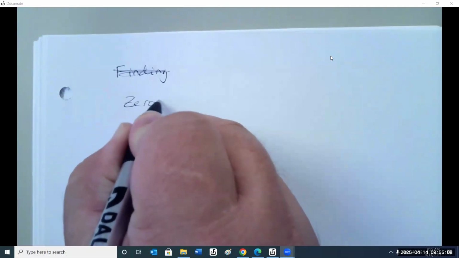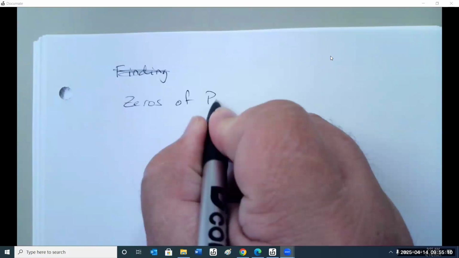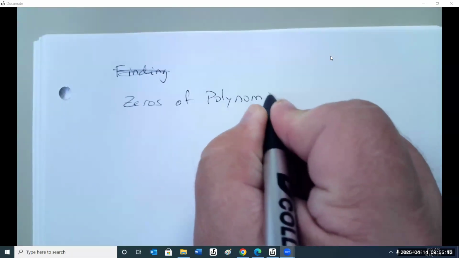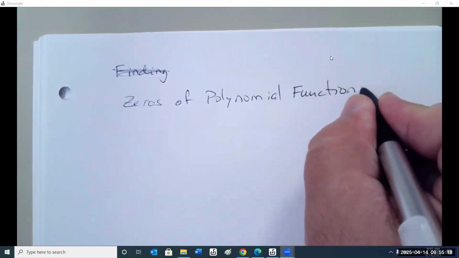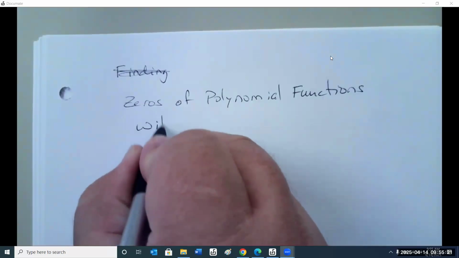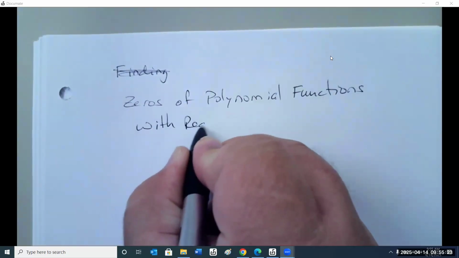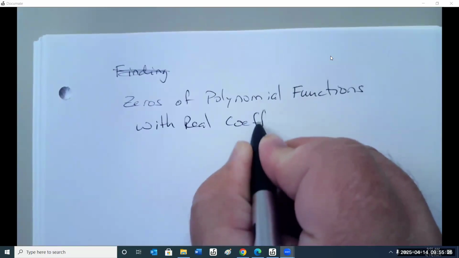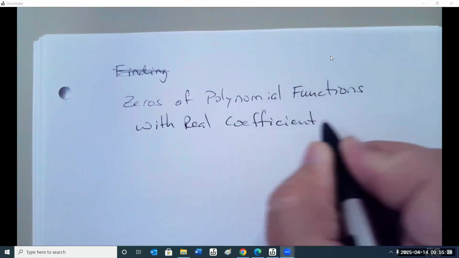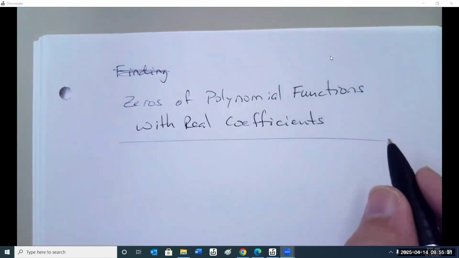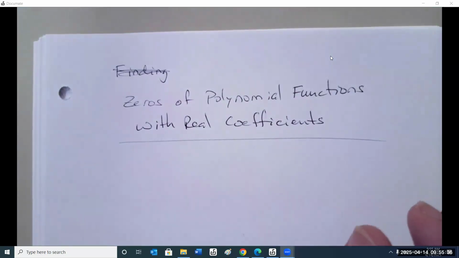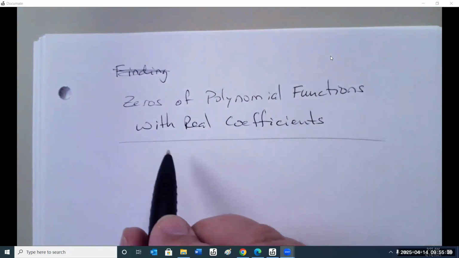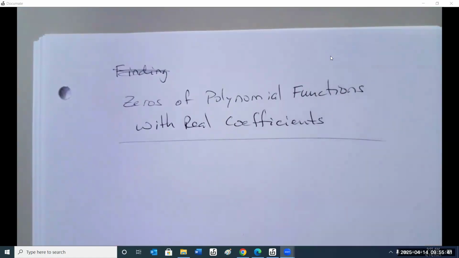We're looking at zeros of polynomial functions with real coefficients. Real zeros of polynomial functions with real coefficients.